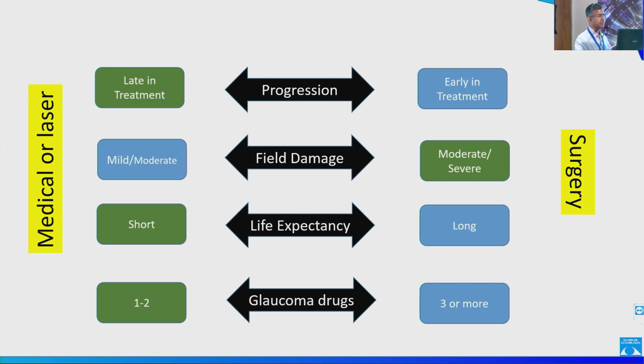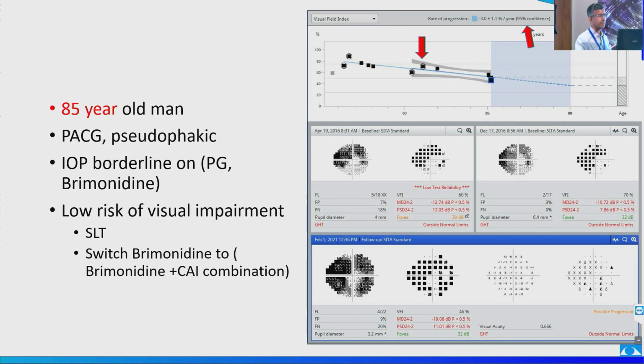But his life expectancy is short. So there's no need to be very aggressive here. We can continue to escalate medical therapy, and he's not likely to develop anything very severe going forward. Because he's at low risk of visual impairment, you can consider an SLT, because that's a good option here, to keep his medication burden low.